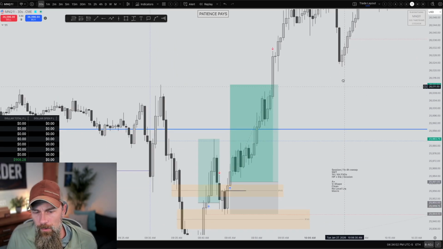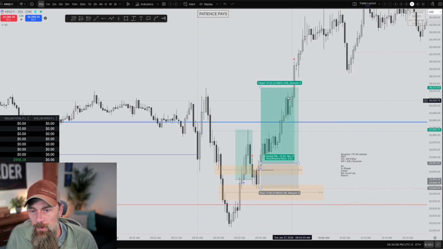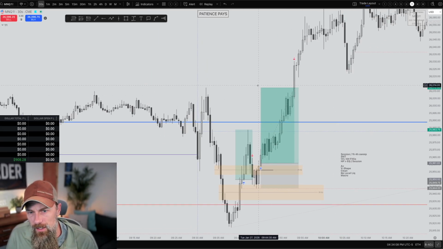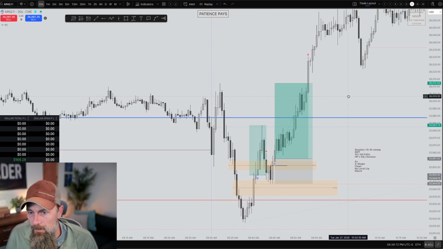And price kept going, which was awesome. But I'm content with my 3R. I don't feel like I need to chase price. My system says take full profits at 3R. And that made me happy.